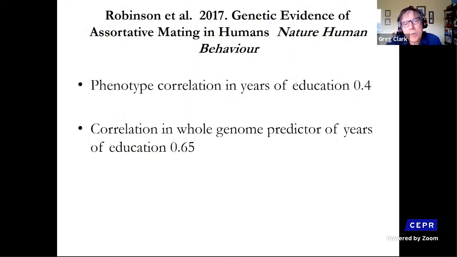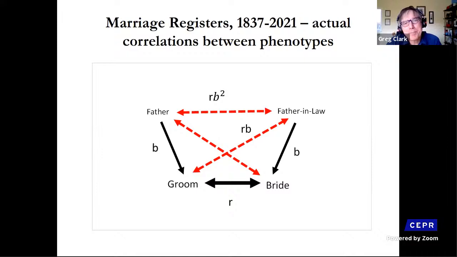But recent whole genome studies in Britain, looking at the genomic predictor of years of educational attainment, actually find that the genotype correlation across partners is 0.65. And so it's actually amazingly consistent with the data. And with these people, the phenotype correlation is only something like 0.4. So the question is, how can the genotype correlation be higher than the phenotype correlation?